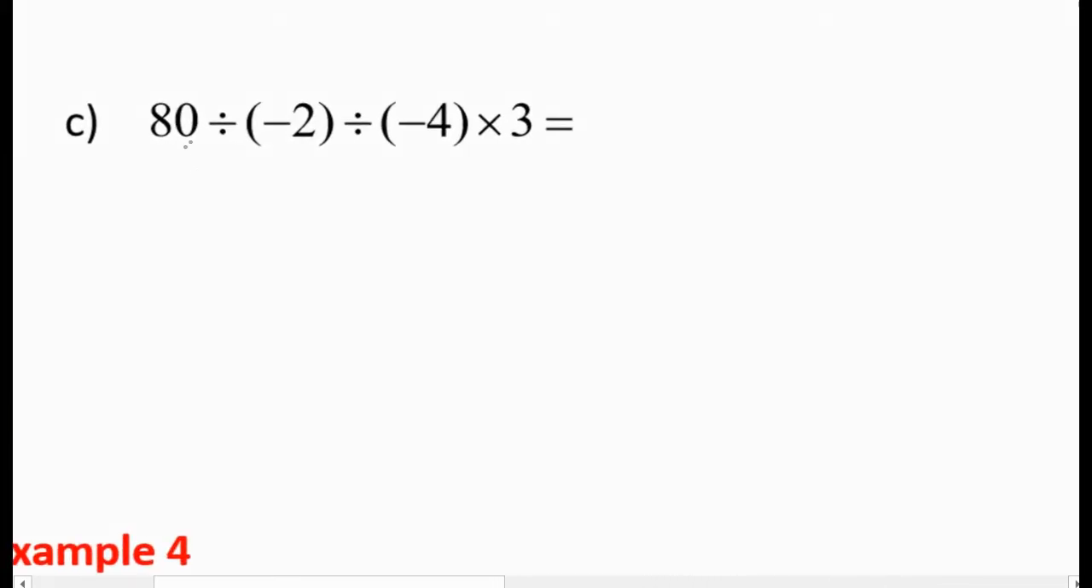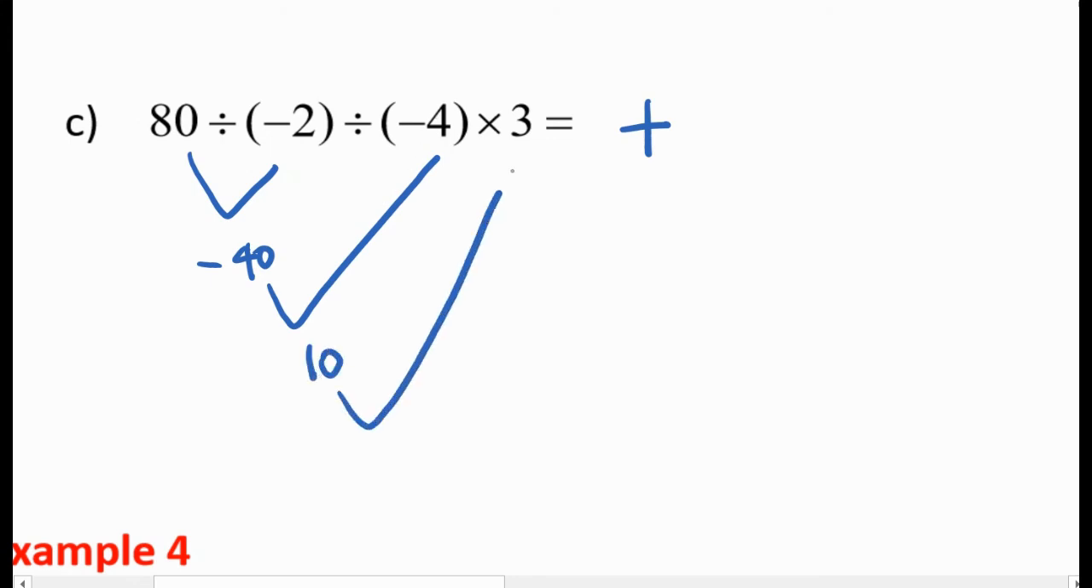Okay. 80 divided by negative 2 divided by negative 4 times 3. So negative, negative. We have 2 negatives. The final answer should be positive. So let's do it. 80 divided by negative 2 is 40. So accurately, it's negative 40. Negative 40 divided by negative 4 is positive 10. Positive 10 times 3 is 30. So the answer is positive 30.